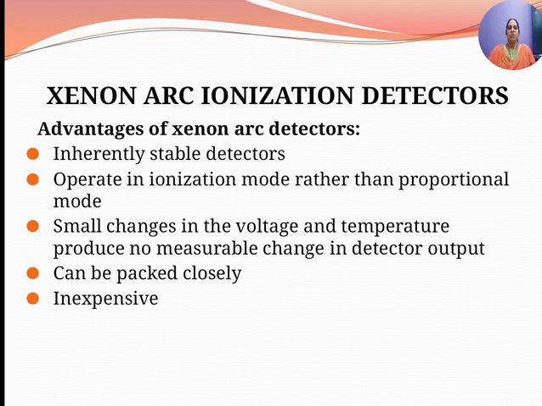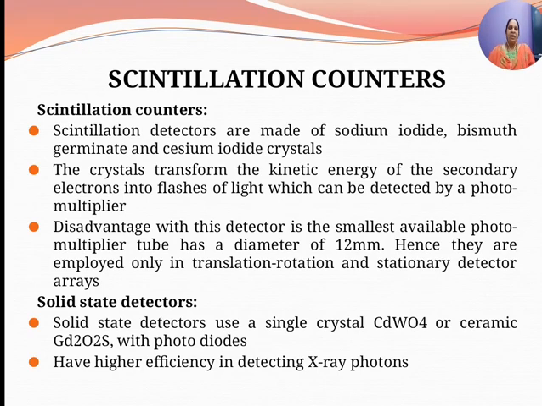That means it is insensitive to temperature variations, and it can be packed closely, and it is inexpensive. Then the second type of detector is the scintillation counter. Scintillation detectors are made of sodium iodide or bismuth, germanium and cesium iodide crystals. The crystals transform the kinetic energy of the secondary electrons into flashes of light, which can be detected by a photomultiplier.